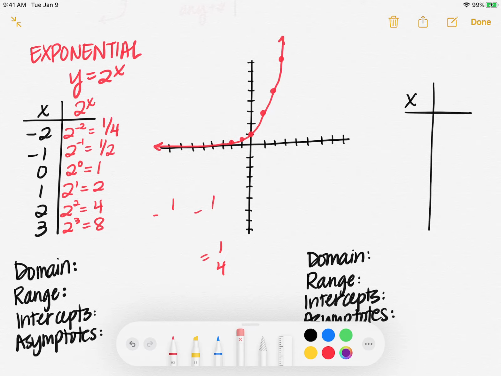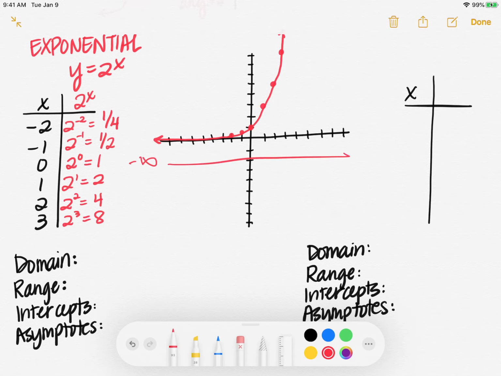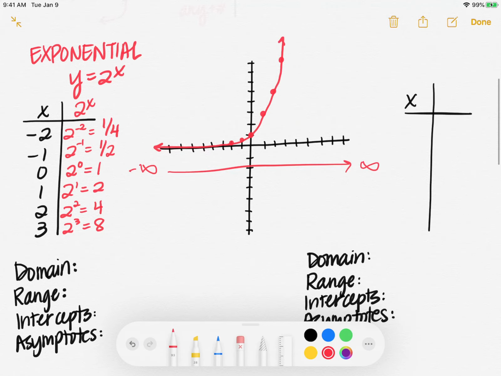So let's talk domain. Starting on this end, all the way to this end. Are there any restrictions? Are there any holes? Are there any stopping points? Does it start somewhere? Does it cut off? What do you guys notice about the domain?